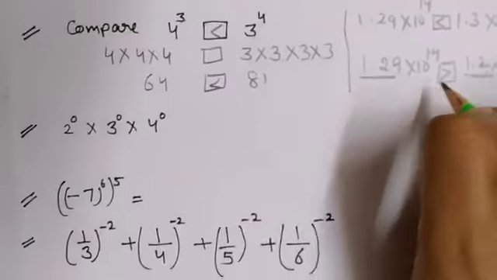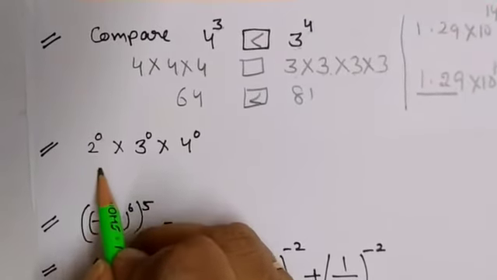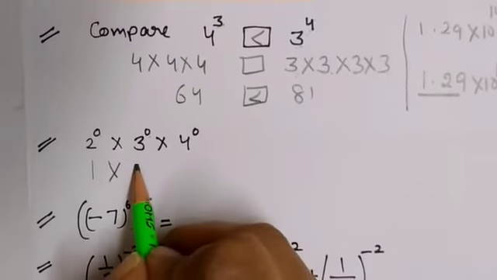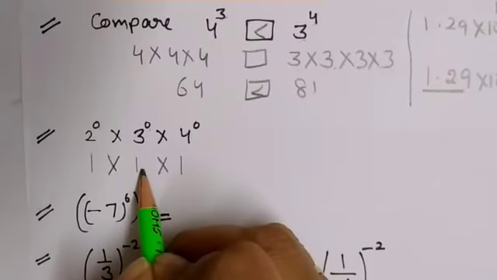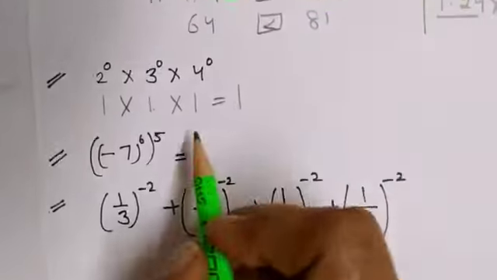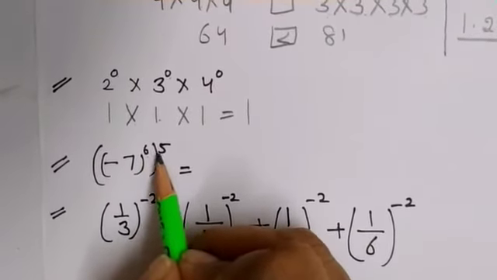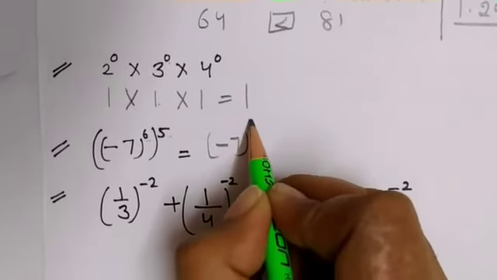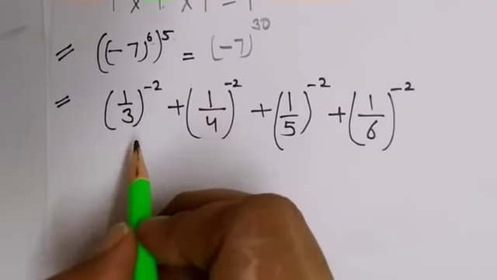Clear? Next is zero exponent. 2 raised to the power 0, we write 1. We know that. 3 raised to the power 0, we write 1. 4 raised to the power 0 is 1. 1 multiplied by 1 multiplied by 1, the answer is 1. Next example of power to the power. If we have power to the power, we multiply the powers, that means minus 7 to the power 6 into 5, which is 30.